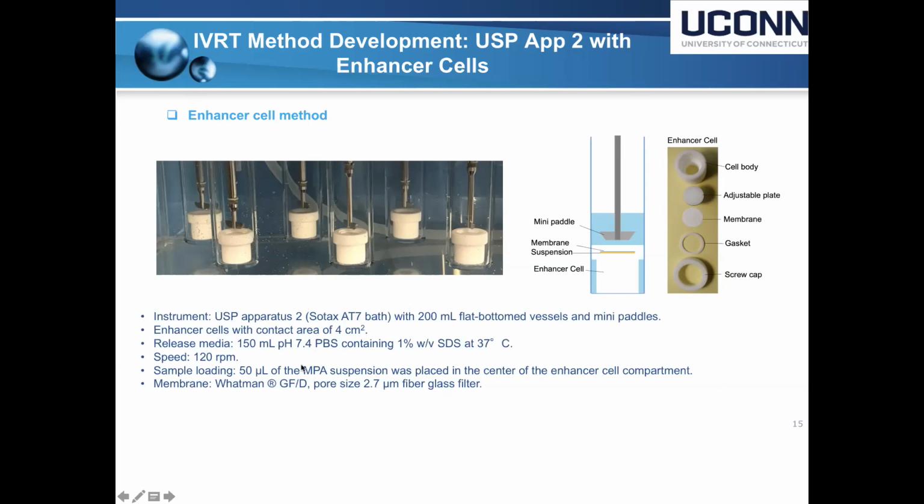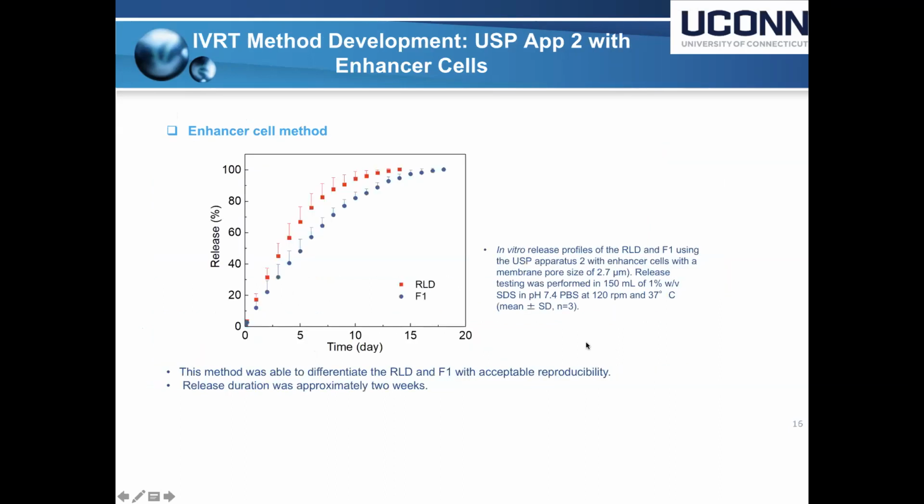But we did try this method nevertheless, and the conditions are listed here. And we found that we got very good discrimination between the RLD and F1, but we did see these relatively high error bars, which are quite typical of this method.